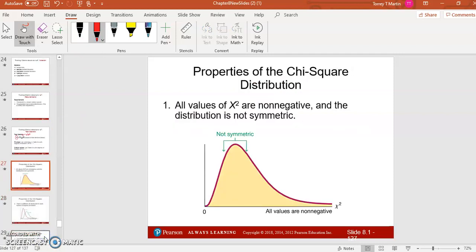Let's see, so properties of the chi-square distribution. All values of the chi-square are non-negative, so notice that we stop here at 0, right? And the distribution is not symmetric. Symmetric would be that standard normal distribution curve that we've been looking at, that bell curve. You see here, this one is actually skewed to the right.